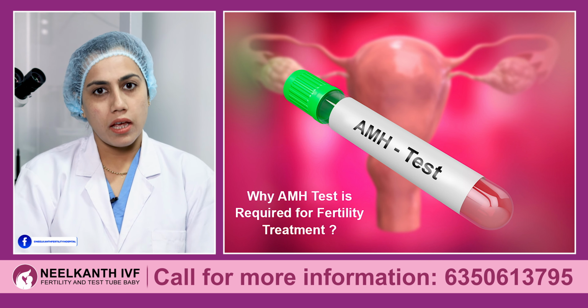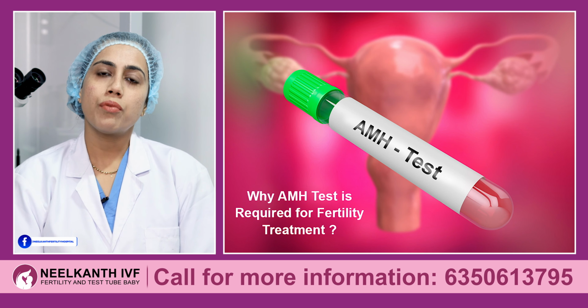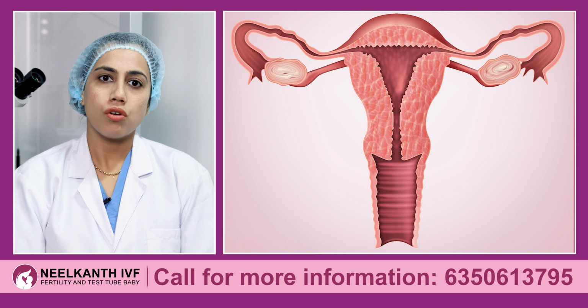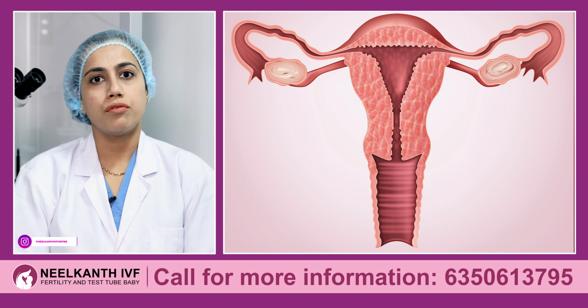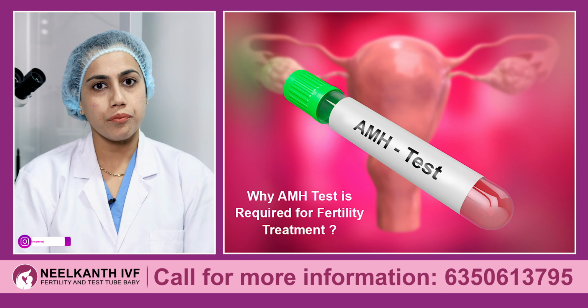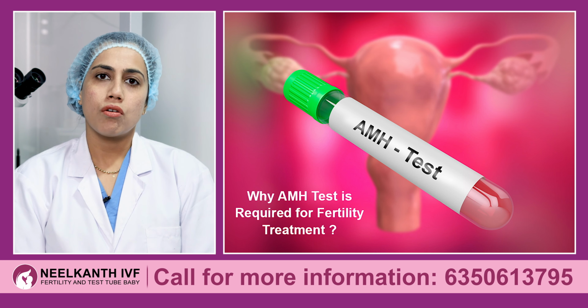Now let's talk about AMH. AMH's full form is anti-Mullerian hormone. It is produced by the small follicles of the ovary. It represents the number of follicles present in the ovary, or the eggs which are available for the future fertility of the woman. It is usually at levels of 2 to 4 nanogram per ml.